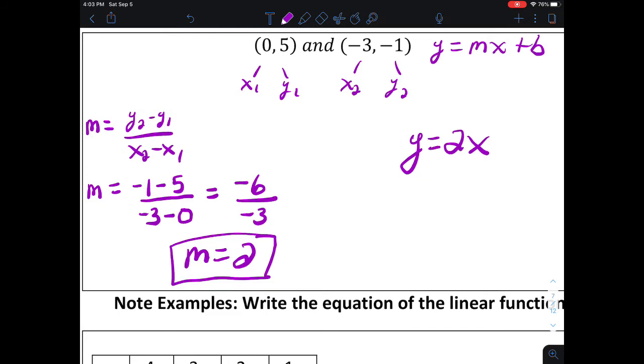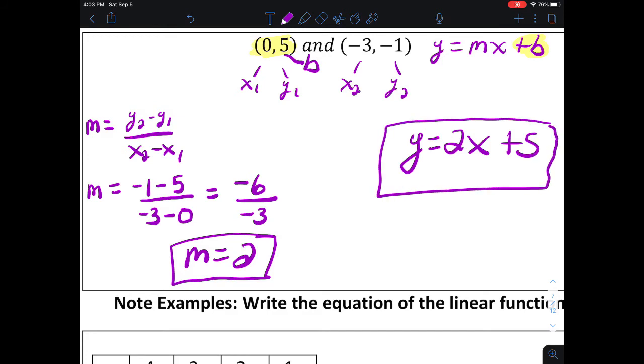Now, we know we are given b. B is the y-intercept. Look at the coordinate 0, 5. 0, 5 is on the y-axis where 5 here is b. So b equals 5. I didn't need to use that other formula of ours. So our equation is y equals 2x plus 5.